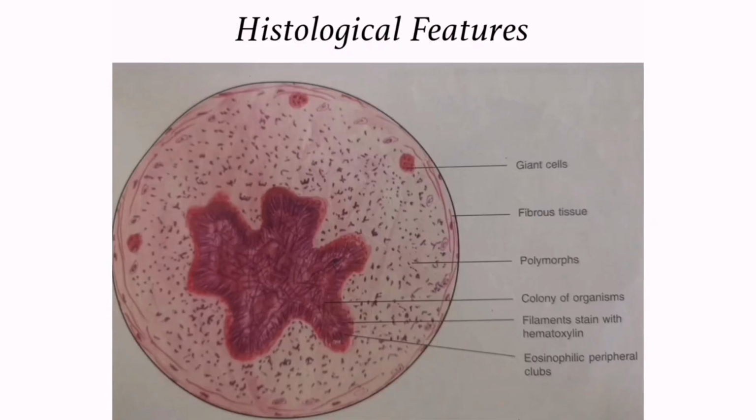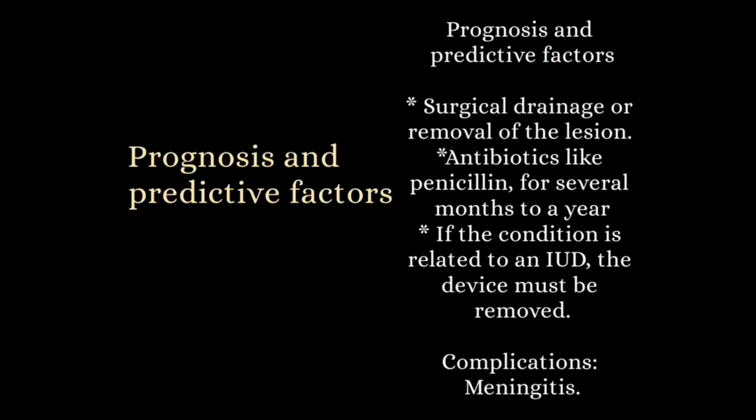This is a histological diagram of actinomycosis, and the three main features are colonies of microorganisms described as ray fungus. These organisms are surrounded by polymorphs, with the presence of a few multinucleated giant cells and histiocytes. Diagnosis and treatment: surgical drainage or removal of the lesion is done, and an antibiotic like penicillin is given for several months or a year, and a complication that is faced is meningitis.